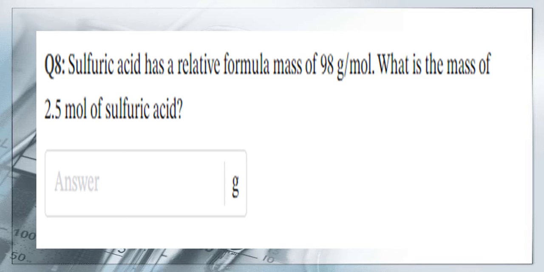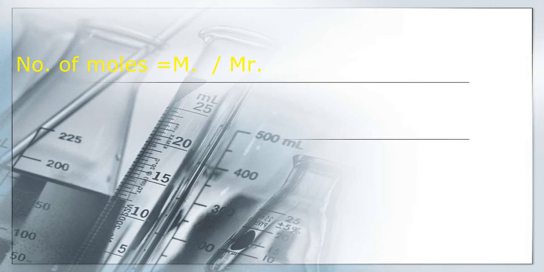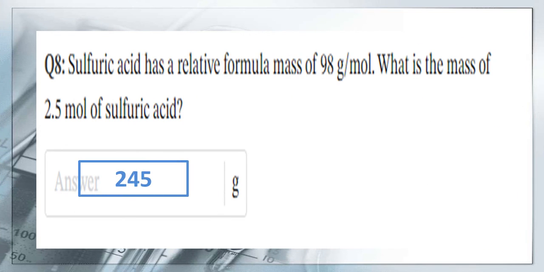Question number 8. Sulfuric acid has a relative formula mass of 98 gram per mole. What is the mass of 2.5 mole of sulfuric acid? We start with our rule: number of moles equals mass over molar mass. We want to calculate mass, so mass equals number of moles times molar mass. That gives 2.5 times 98, so the answer will be 245. The right answer is 245 gram.